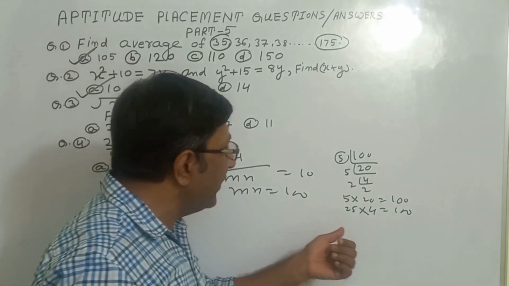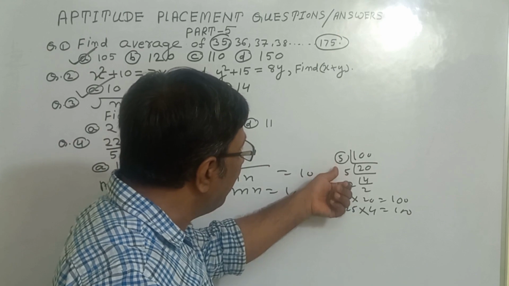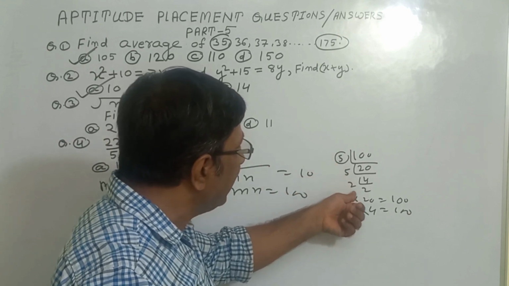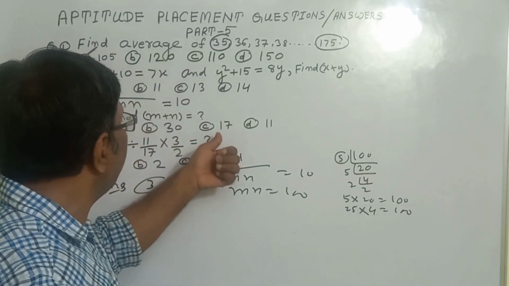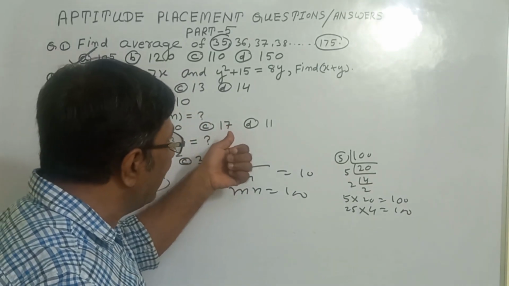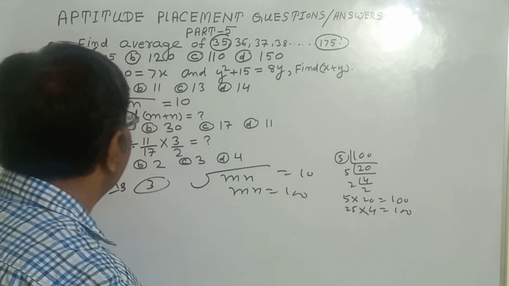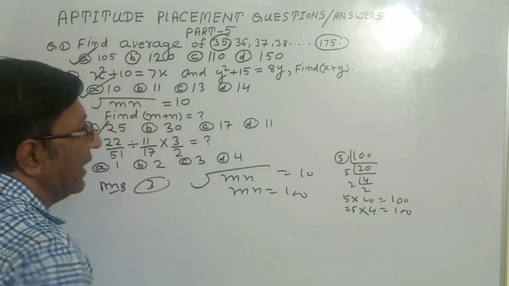Right? In the same way you can check, 5 times 5 is 25, times 2 is 50, and 50 into 2 is also 100. So 50 plus 2 is 52, which is not given. So our correct answer is what? 25 is the right answer.